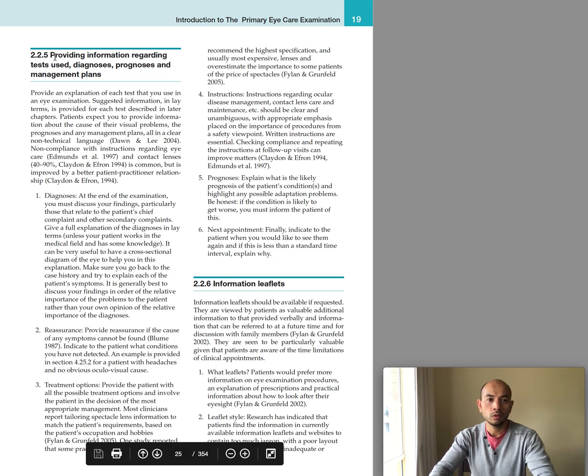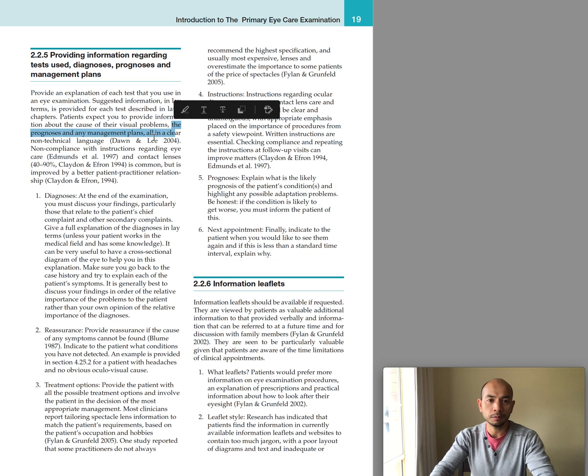Okay, so provide information regarding tests, diagnosis, prognosis, and management plan. So this says, provide an explanation of each test that you use in an eye examination. Suggested information in layman's terms is provided for each test described in a later chapter. Now, patients expect you to provide information about the cause of their visual problems, the prognosis, and any management plans, all in clear, non-technical language. And this is commonly proven to improve the patient-practitioner relationship.